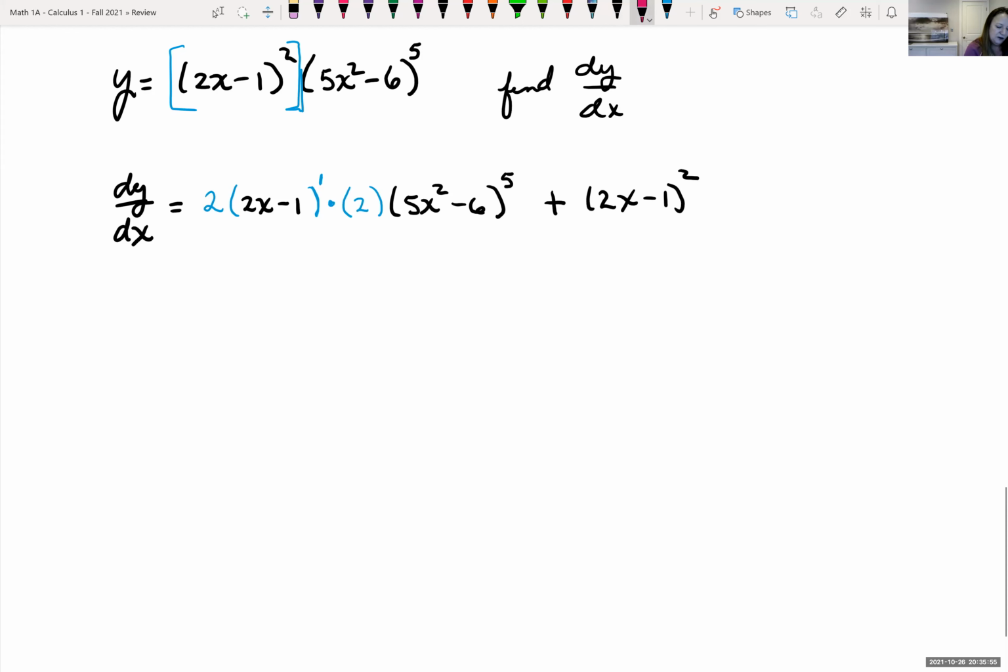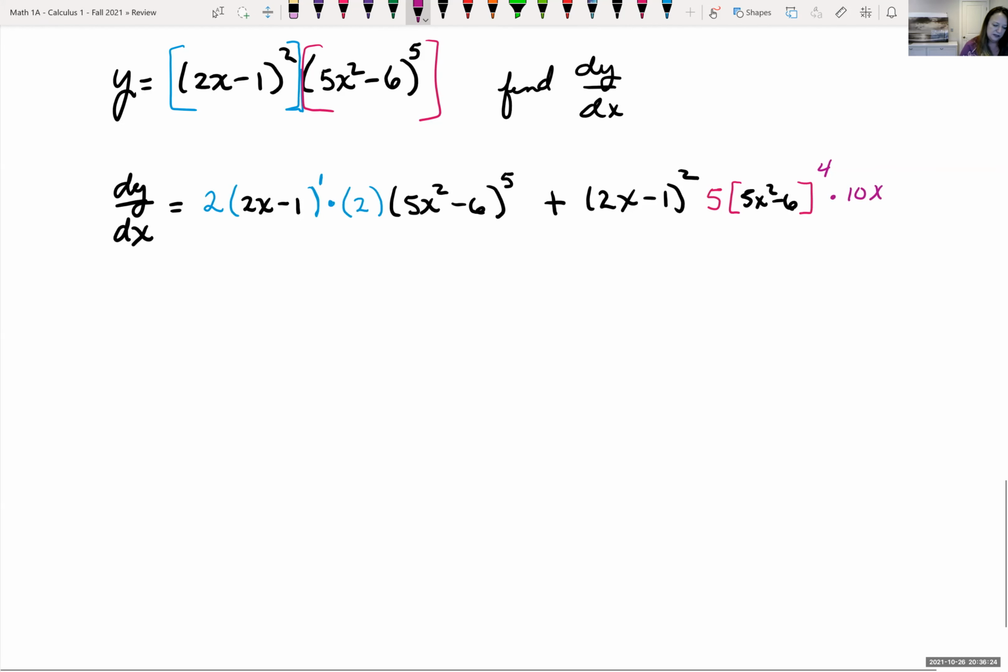And then we're multiplying it by the derivative of our second. So bringing our power down front, we have 5 of the inside, which is this 5x squared minus 6. Subtract 1 from my exponent, I get 4, times the derivative of the inside. So the derivative of 5x squared minus 6 is 10x.